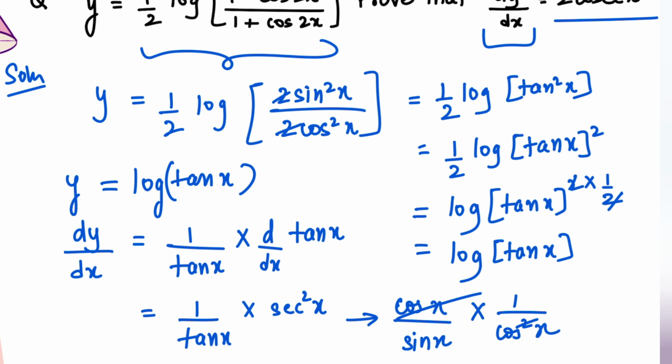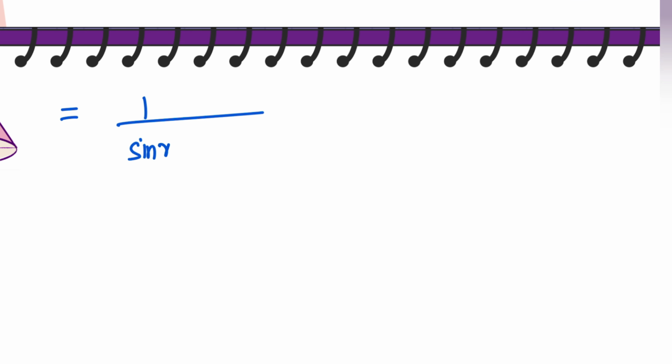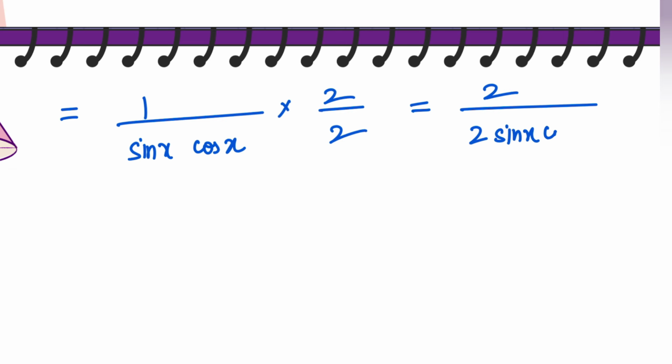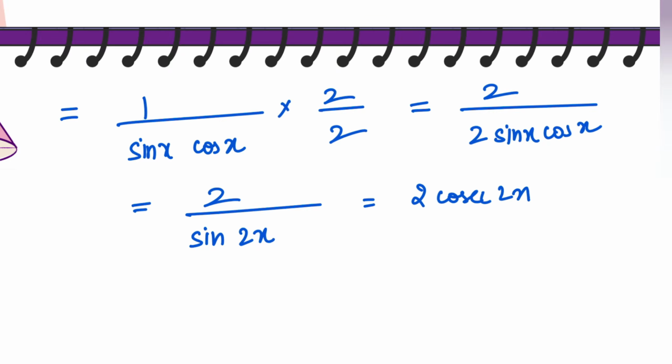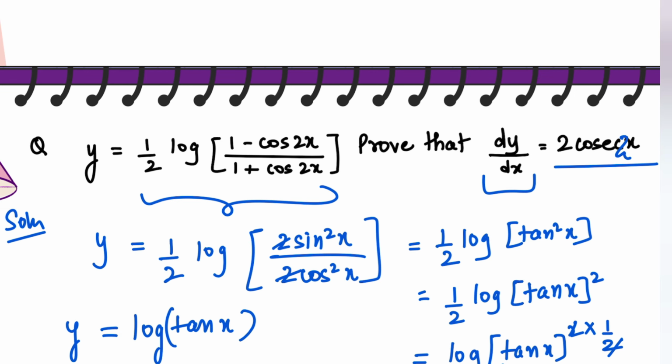ये तो 1 by sin x cos x है. If I multiply and divide it by 2, I'll get 2 upon 2 sin x cos x, right? Now 2 sin x cos x is equal to sin 2x. 2 upon sin 2x. So this is 2 cosec 2x. This is your answer, hence proved. यहाँ पर ये 2 होना चाहिए था, okay?